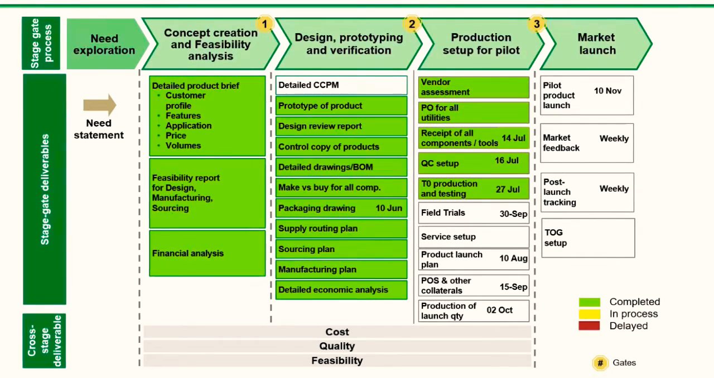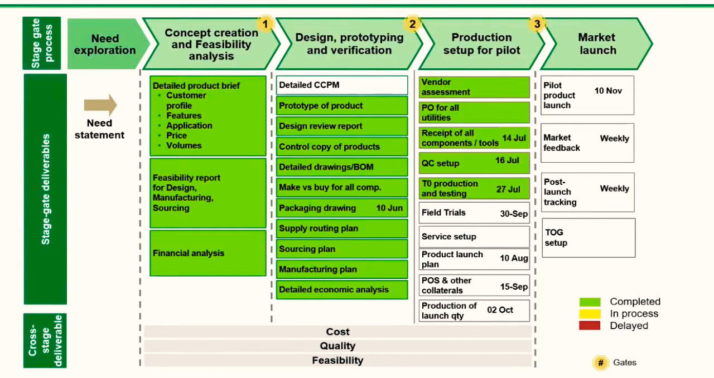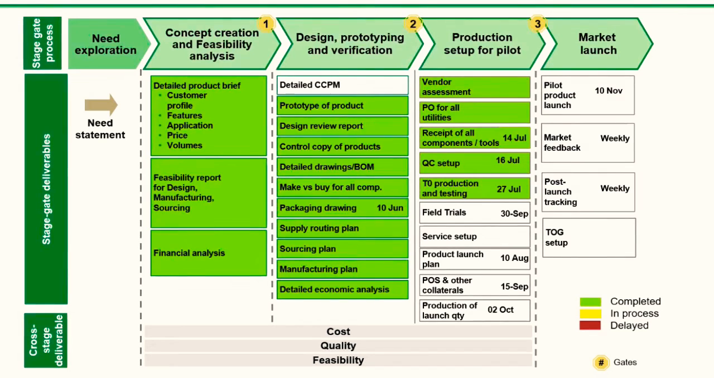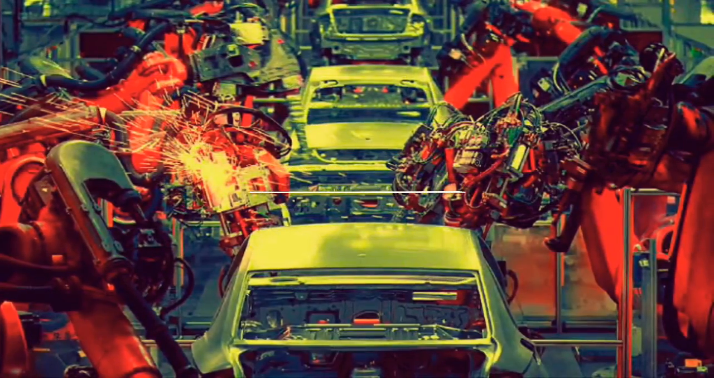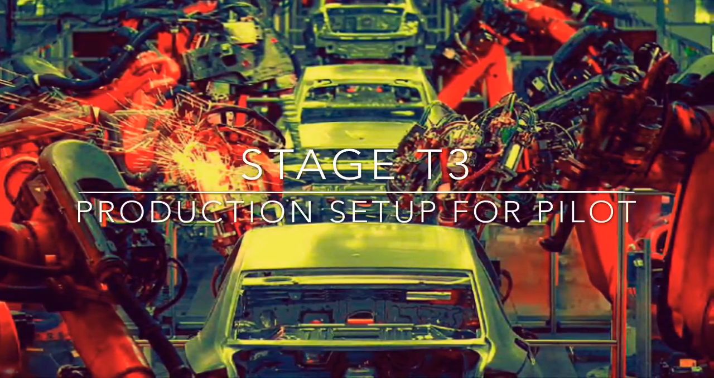In this, we again do economic analysis. This helps us to get the tentative MRP and the percentage of gross margin. If gross margin is on the positive side, the project is viable and we advance to T3 stage. Now we enter into stage T3, which is called as production setup for pilot.